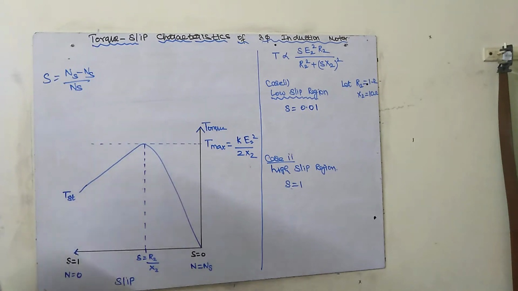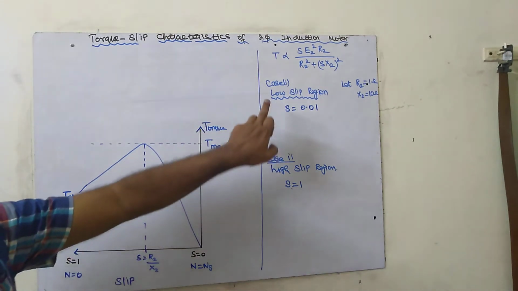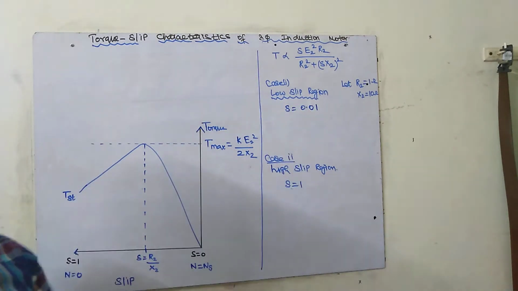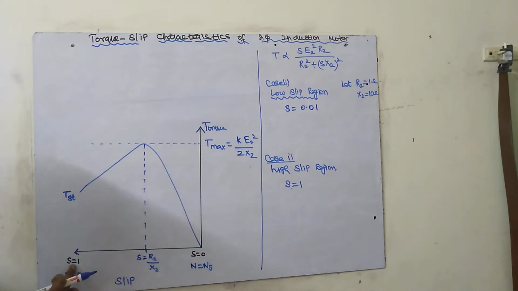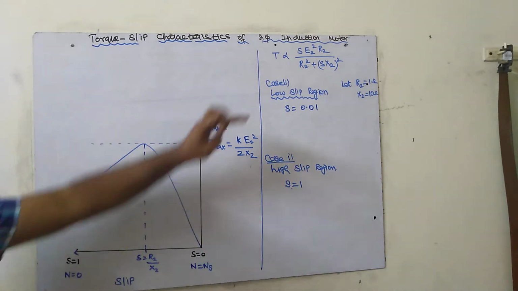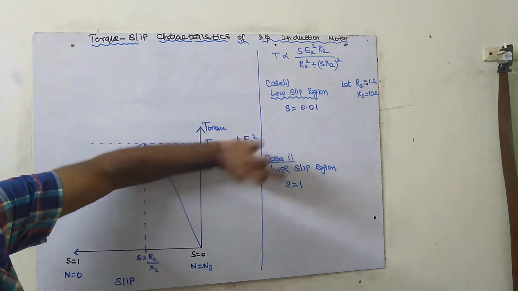Next, let us see. First we are taking two cases: one is the low slip region, the other is the high slip region. Here the value of slip is low, because S equal to 0, 0.1, 0.2, 0.3. These values are low slip. Here S equal to 1. This is the high slip region. We are dividing the region into two regions.